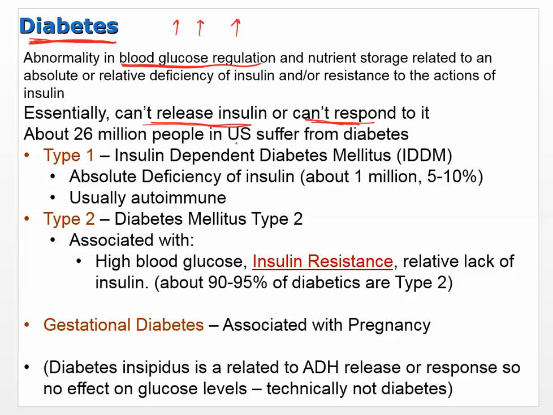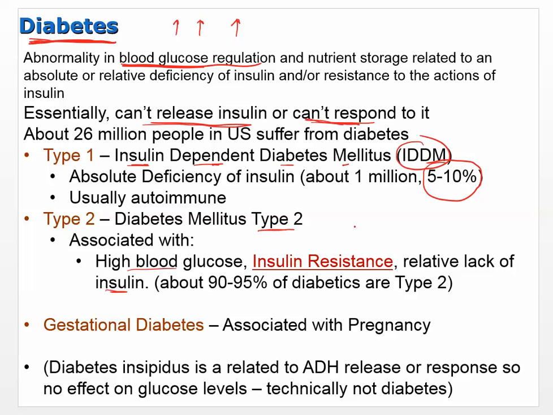About 26 million people in the U.S. suffer from diabetes. Of those, about 1 million, or 5 to 10%, are of a type of diabetes called type 1, or insulin-dependent diabetes mellitus, IDDM. Okay, so that's only about 5% of all diabetics. The rest are type 2 diabetes mellitus. So type 2 is more associated with high blood glucose, insulin resistance, and a relative lack of insulin. So in type 1, you have an absolute deficiency of insulin.